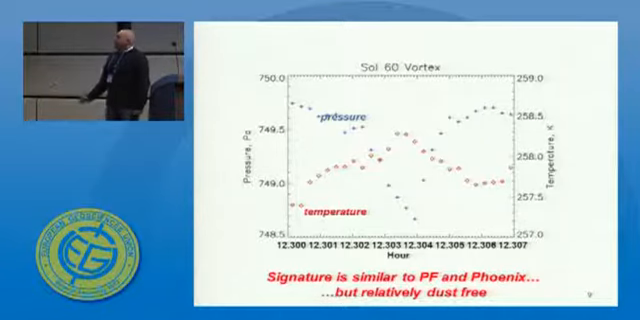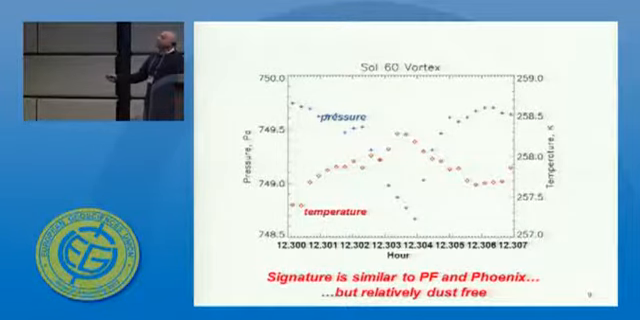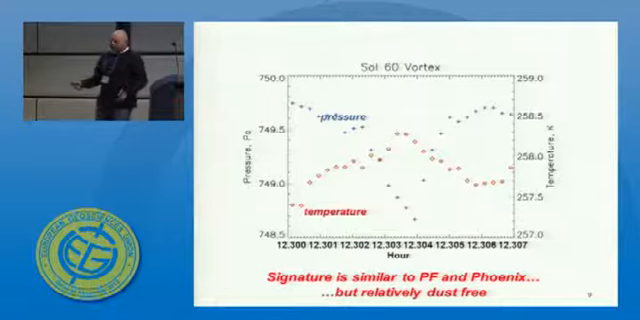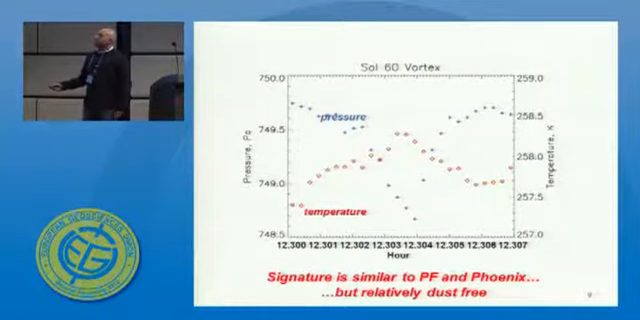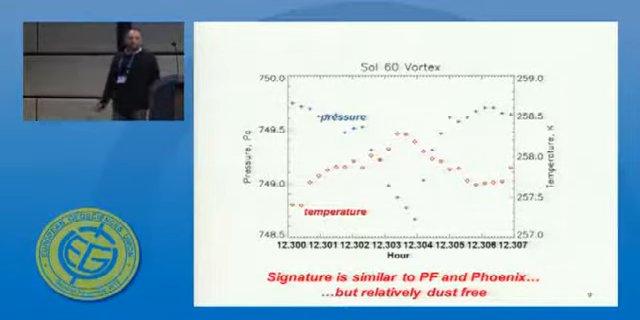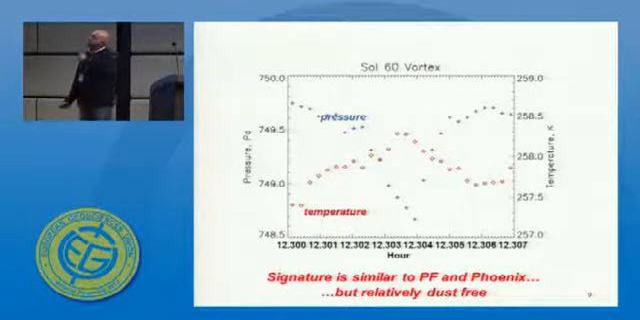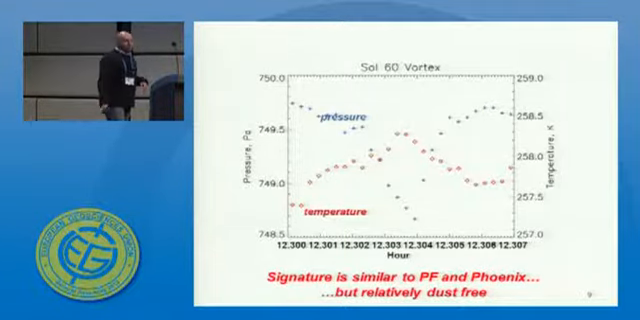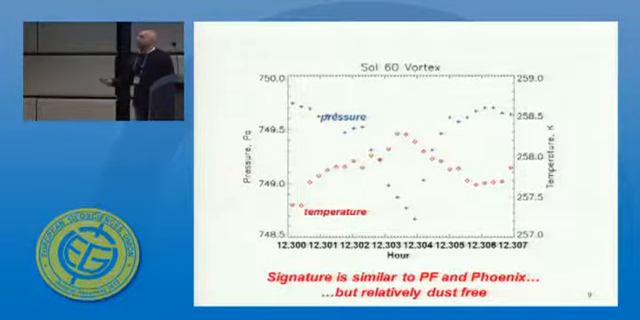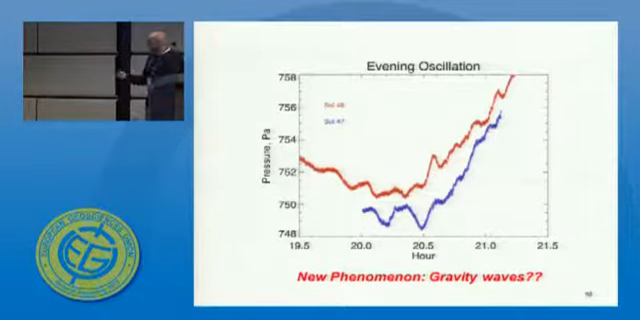Then he's presenting here the signature of vortices. We have seen many vortices during operations, and we see that the features are very similar, with the drop in pressure and increase in temperature, to those seen by the Pathfinder or Phoenix instruments. We think that the delta pressure, I mean the changes in pressure, are a bit smaller than the ones that we saw in Phoenix.